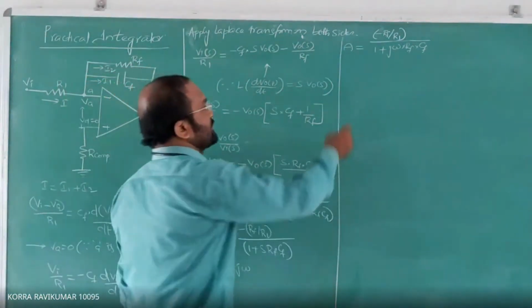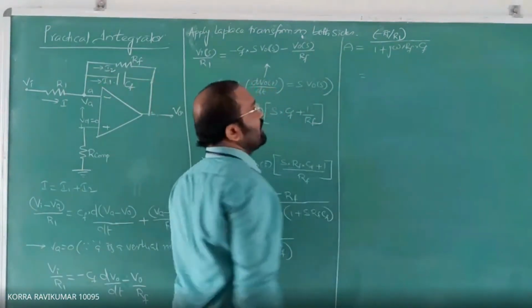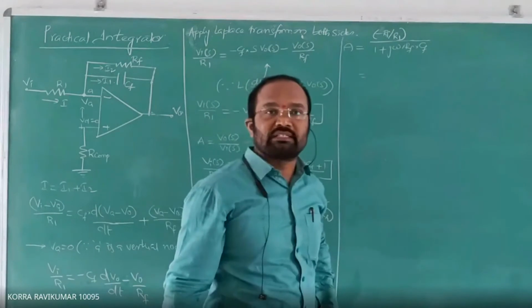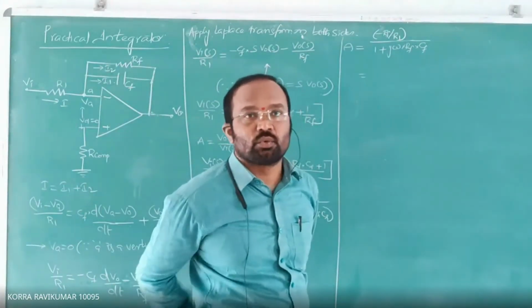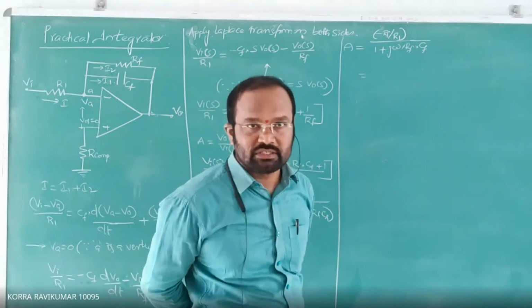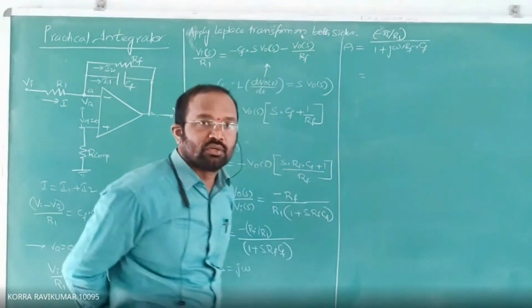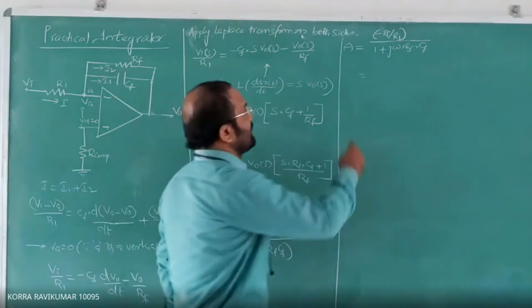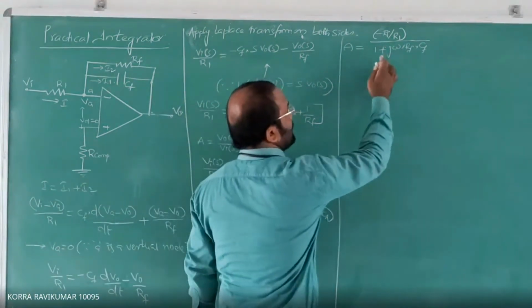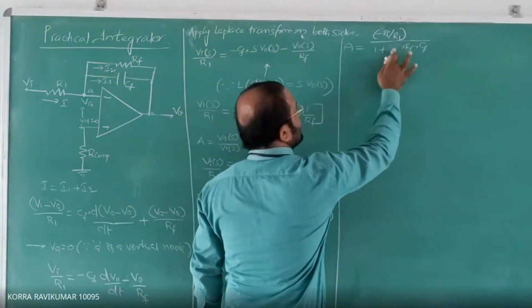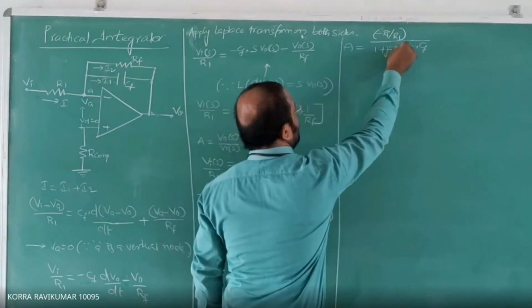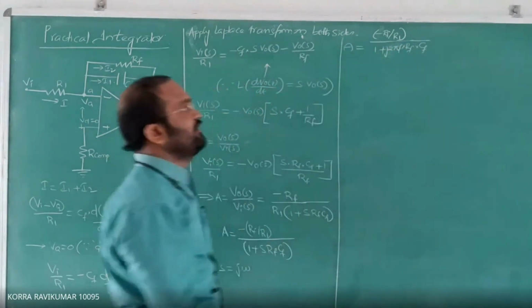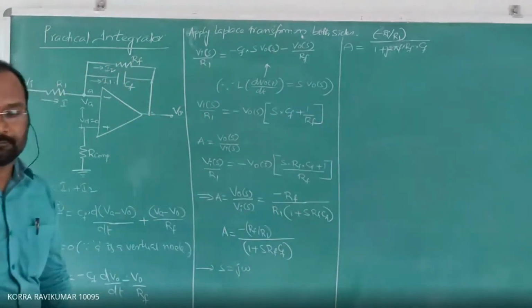Here in this expression, omega means what? Omega is a frequency component, we know that. Omega is equal to 2 pi f. Am I right? Omega is equal to 2 pi f. Substitute that value. Here only I am replacing omega with 2 pi f. So j into 2 pi f into RF into CF.